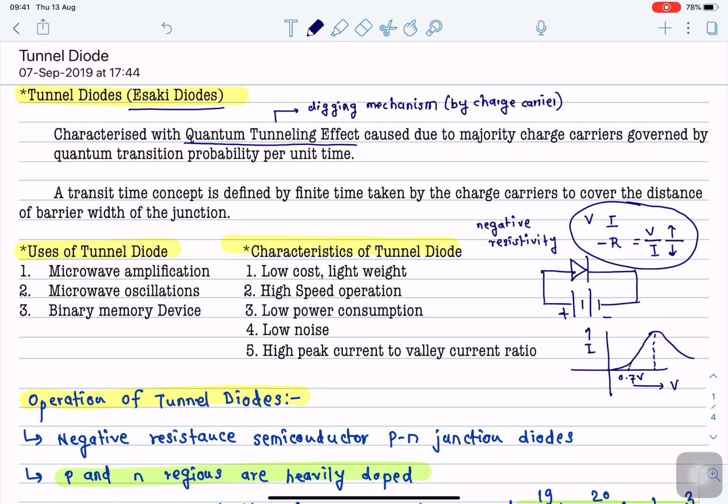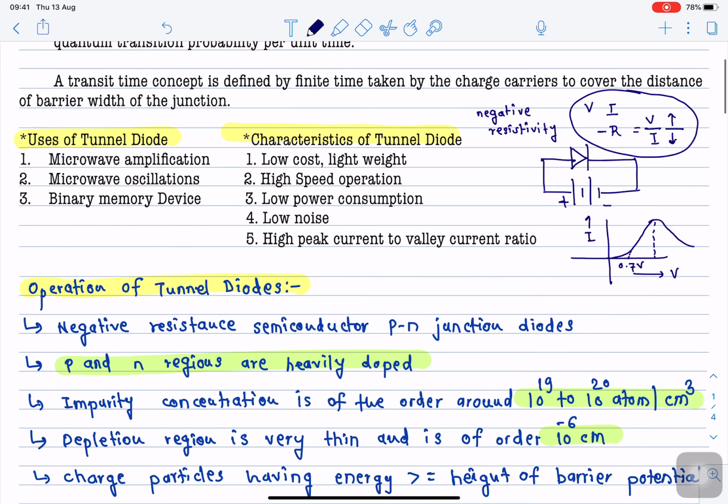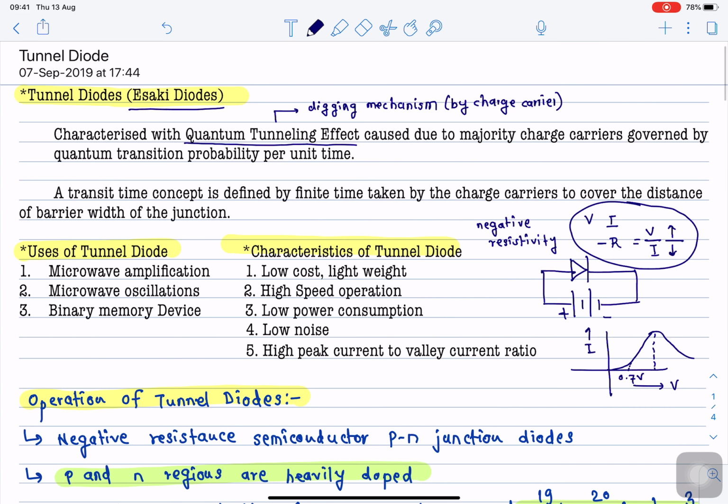So please remember that there is no other meaning to the tunneling effect. The tunneling effect is nothing but the penetration of the junction barrier potential by means of majority charge carriers released by the device. This process we call a tunneling mechanism. Later we will see that this effect of digging the barrier potential of the diode junction is going to offer us the negative resistance behavior. With the help of an energy band diagram we will see the operation of this tunnel diode.